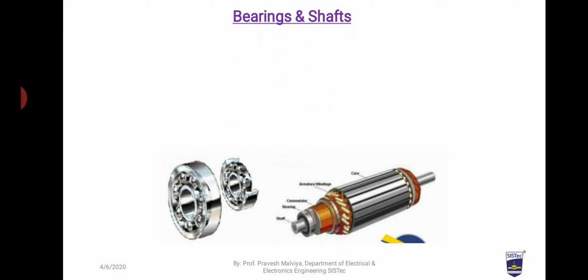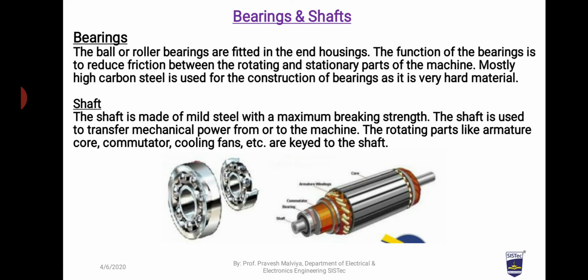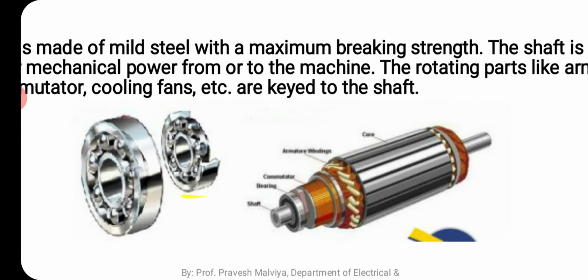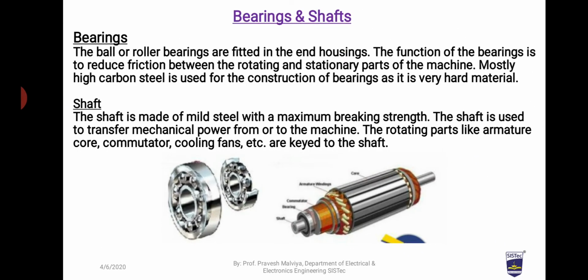And the last one is bearings and shafts. As the DC motor or generator is a rotating electric machine, there will be some friction losses. To reduce those friction losses, we use bearings. Bearings can be roller bearing or ball bearing depending upon the size of the motor and the RPM. Now the shaft. The entire rotor is mounted over the shaft, and with the help of the shaft we can extract the torque generated in the armature to the outer load.